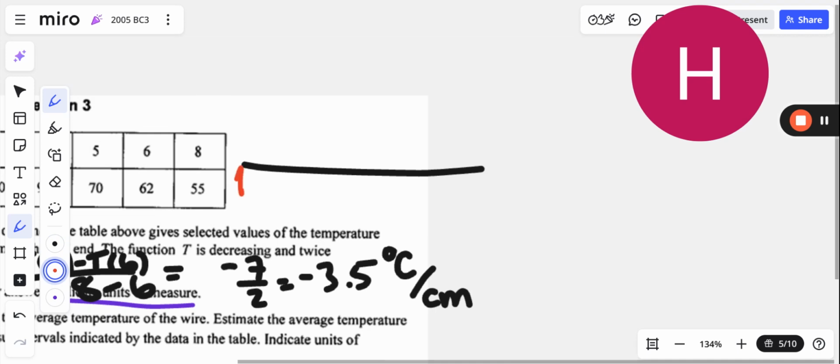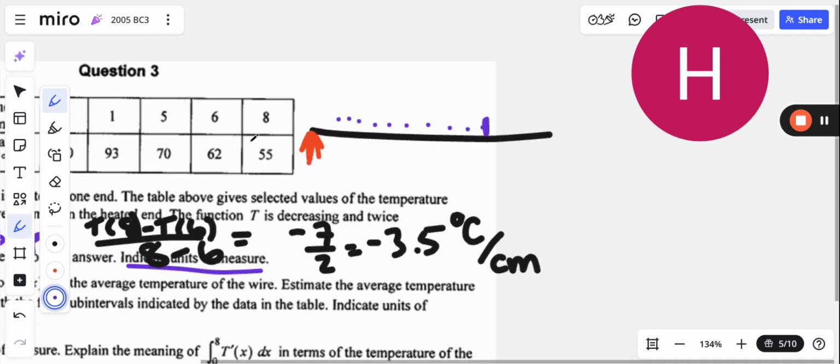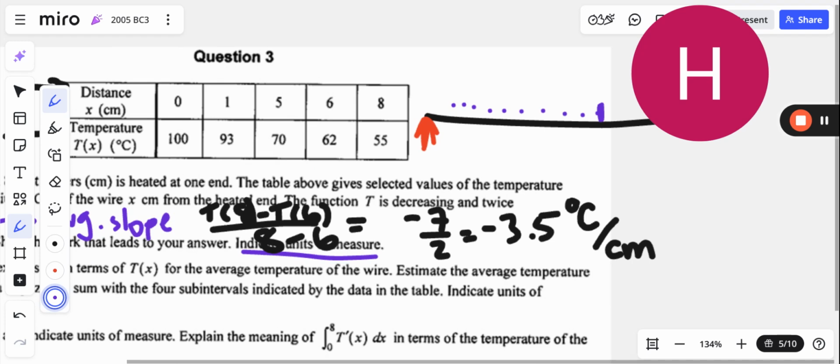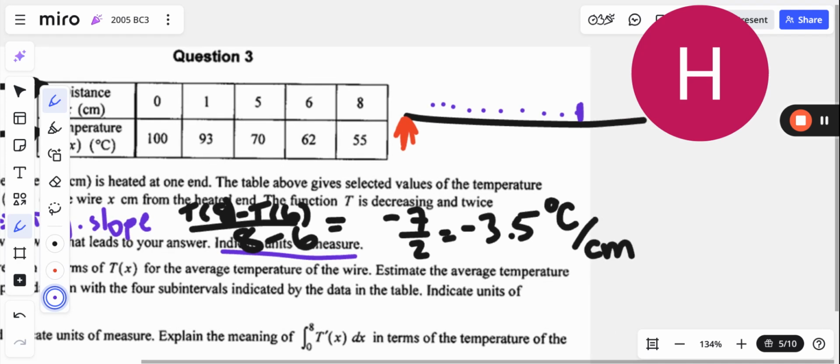So that means, as you're moving along the wire, pretend that there's a wire, and here's the part where it's getting super hot. As you're moving along it, at this moment, the temperature is overall changing 3.5 degrees Celsius per centimeter at that exact moment. The temperature is dropping a lot more in certain spots. As it's further, the temperature drop might be different.